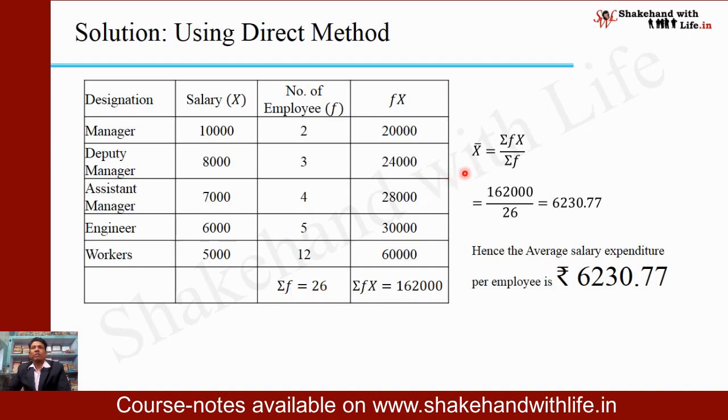Now the formula is sigma fx divided by sigma f. X bar is equal to sigma fx divided by sigma f. Now replace sigma fx with 1,62,000 and sigma f by 26, and you will find that the average salary expenditure is 6,230.77. Hence the average salary expenditure per employee is rupees 6,230.77. So this way you can calculate the mean value for the discrete data series using direct method.